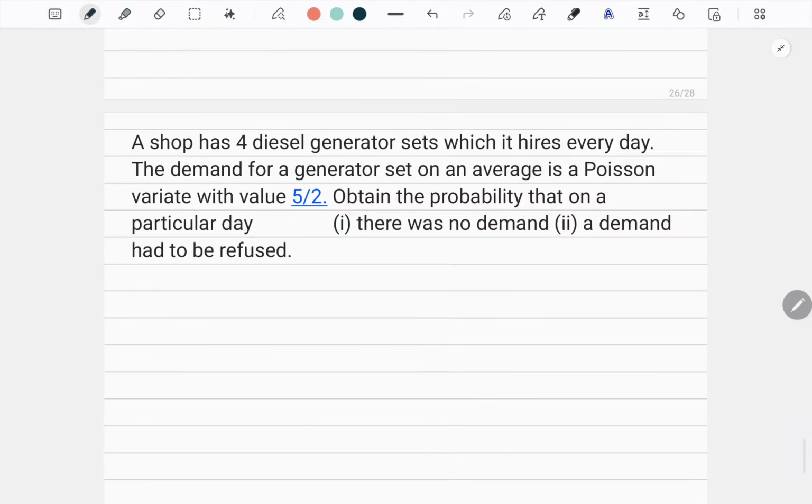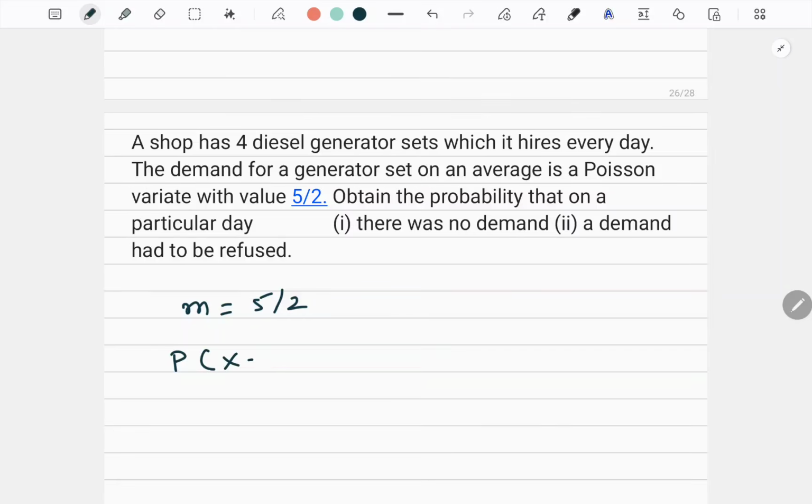Now look at this question. A shop has 4 diesel generator sets which it hires every day. The demand for the generator set on an average is Poisson variate with value 5 by 2, means m is equal to 5 by 2. Obtain the probability that on a particular day there was no demand.